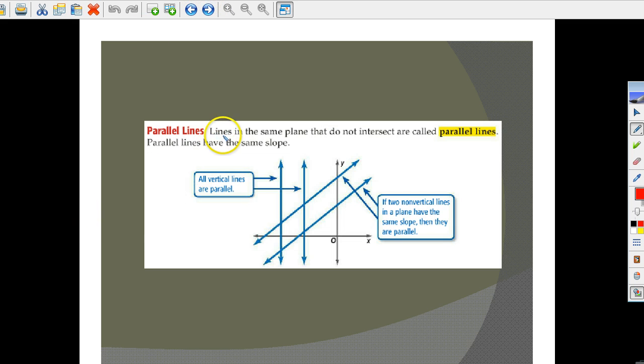Parallel lines. Lines in the same plane that do not intersect are called parallel lines. Parallel lines have the same slope, so when they're going towards the same direction, these two lines will never meet, these two lines will never meet. Okay, that means they're parallel and they have the same slope.